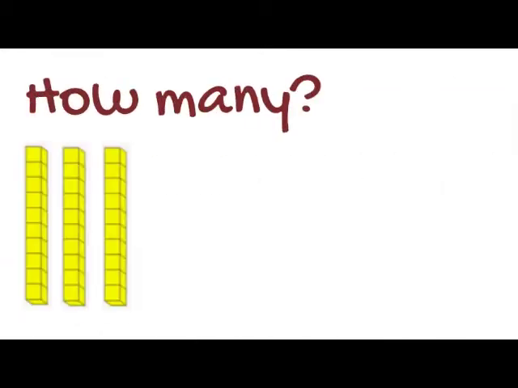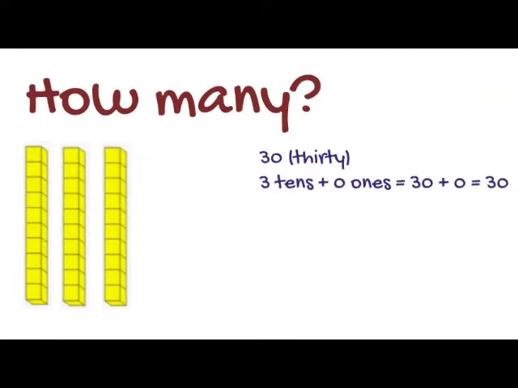So how many are these? Three blocks. So that makes it 30. Right. So thirty. 3 tens plus 0 ones is equal to 30 plus 0 is equal to 30. 30 plus 0 is the expanded form of 30. And 30 is the number name.